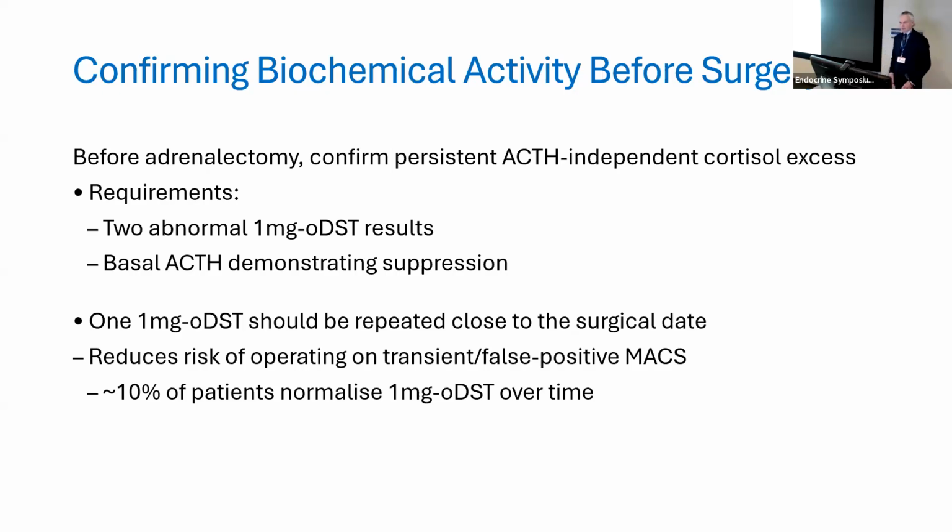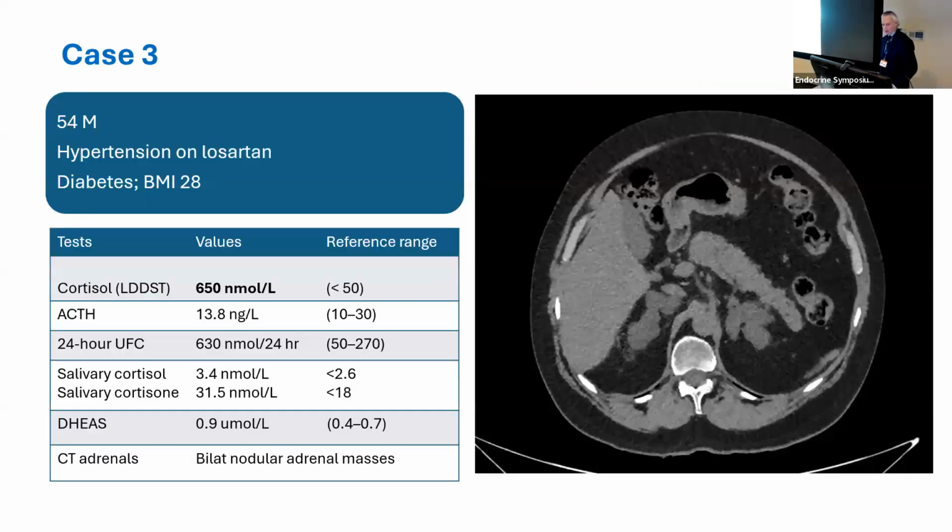What is also important, and I saw this in the algorithm the earlier speaker showed, is to confirm persistent MACS, because a minority of patients actually normalize over time. So it's recommended to repeat the overnight dexamethasone suppression test and also to repeat ACTH measurements, and to do another assessment just before surgery to reduce the false positive rate.